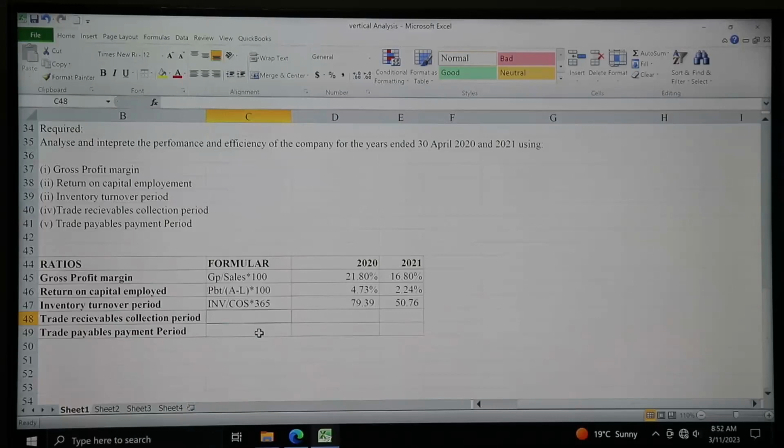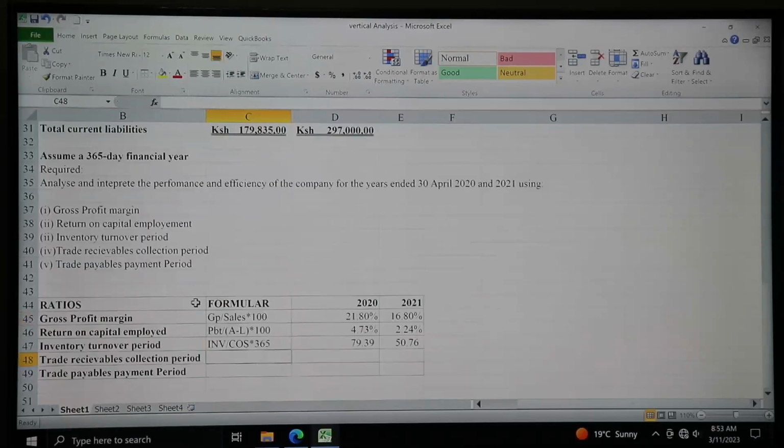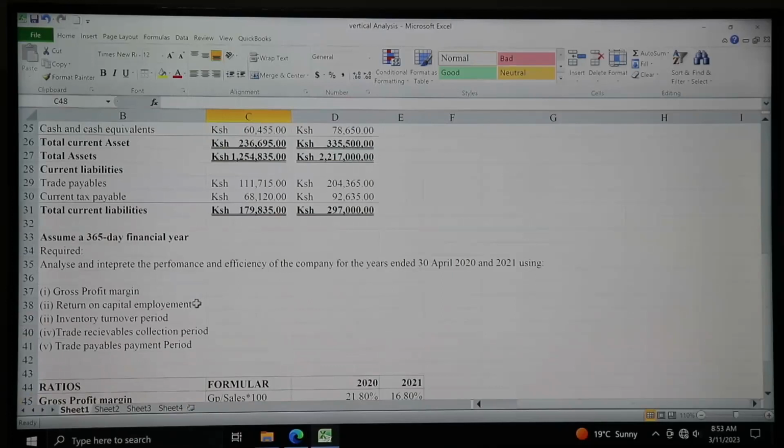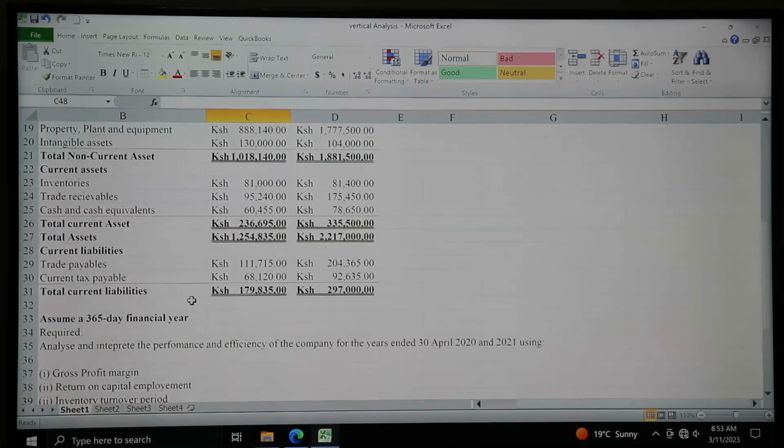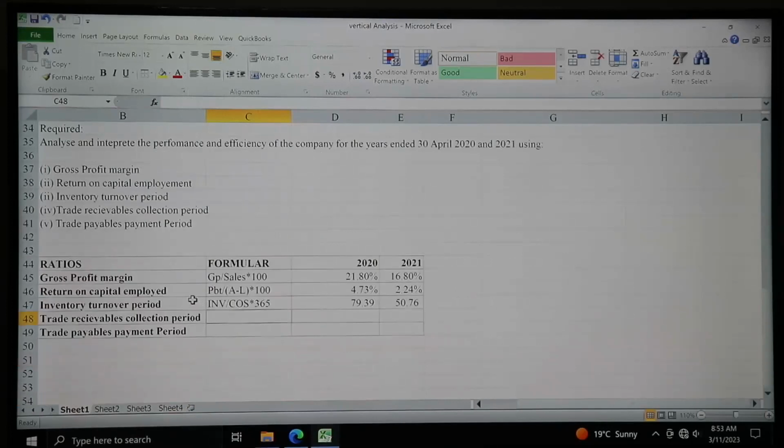So to compute the trade receivable collection period, the only thing you're supposed to say here is the average trade receivable divided by the credit sales. Because the sales were not given as credit sales or cash sales, we are going to treat all of them as credit sales. So you take the average trade receivable, which was already provided, then you divide by the credit sales, the sales that you already have there, then you multiply by 365.